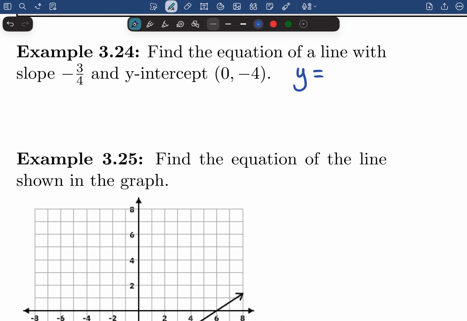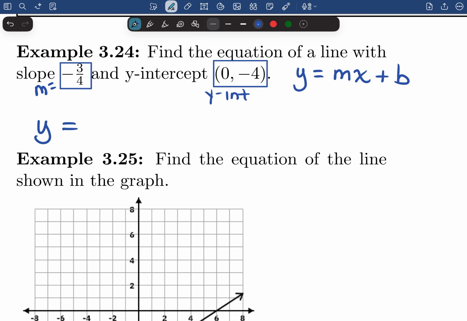Now, if we have slope-intercept form, we can write the equation by simply substituting in m, right? The slope is the letter m, and then the y-intercept value. So this is the location of the y-intercept here. So let's substitute those things into the equation. We're going to start writing it. Y equals m, which is -3/4 times x, plus b, which is -4.